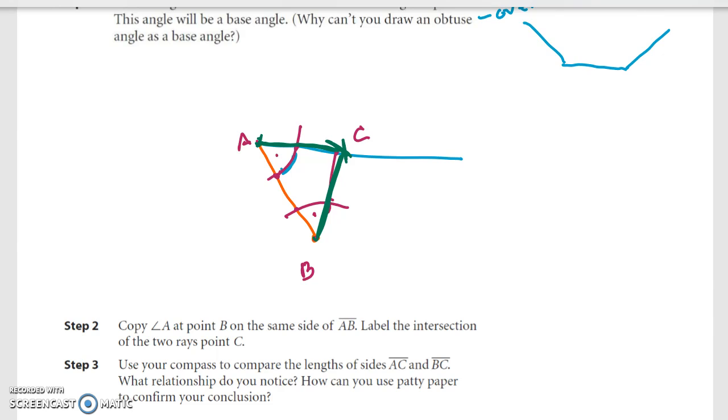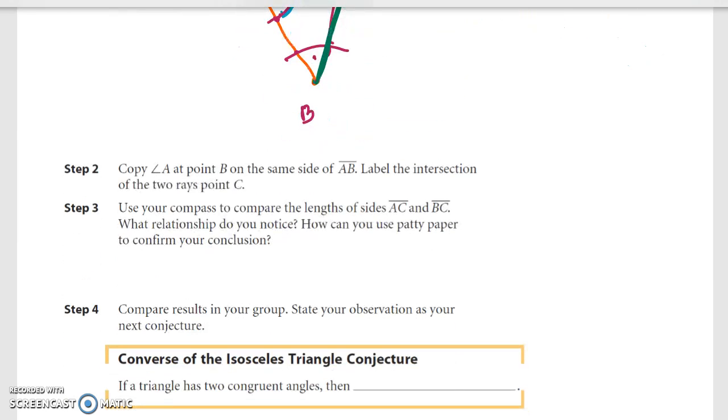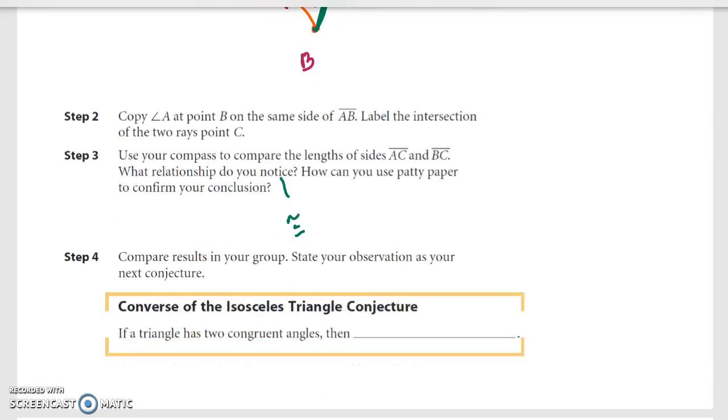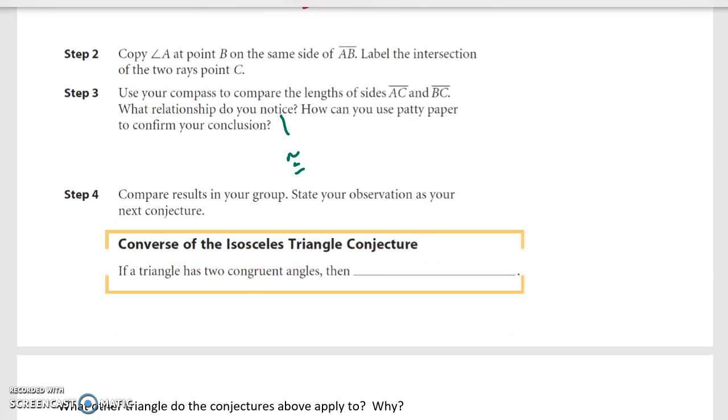We can use patty paper too. So what did we notice? They're congruent. How can we use patty paper to confirm that? Well, we could just lay the patty paper over the segment, trace it, and then compare it to the other side. So then the converse of the isosceles triangle conjecture is: if a triangle has two congruent angles, then the triangle is isosceles.